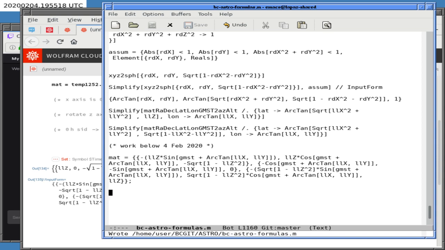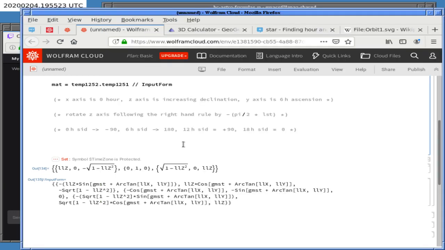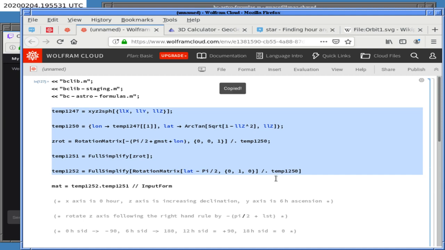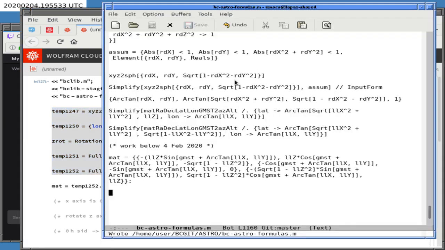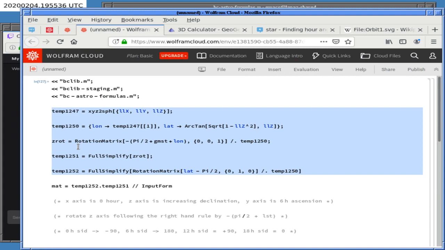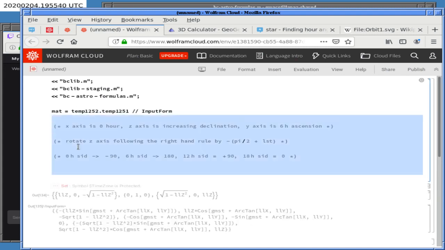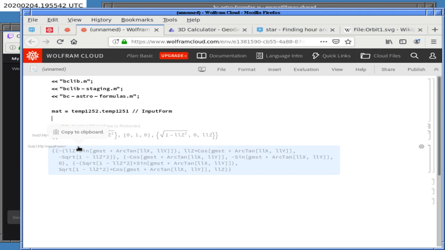So how do we test this now? Remember we said we were going to use our RA, dec, to lat, lon function to test? Well, the first thing we do is we get rid of all this crap because I've copied and pasted. Oh, no, I haven't. Hang on. Let me copy and paste that real quick. Copy, paste, delete. Okay, so now we have this beautiful matrix. We can get rid of all of our output.